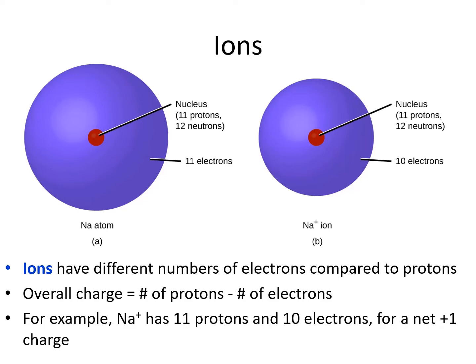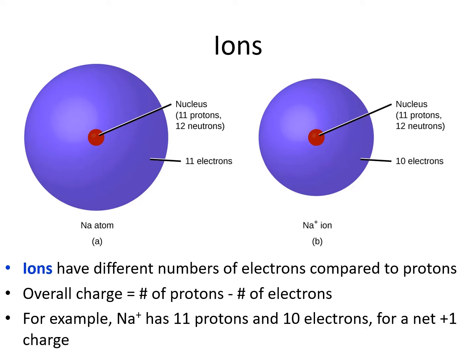Neutral atoms have the same numbers of protons as electrons, so they have zero overall charge. Ions, on the other hand, have different numbers of electrons compared to protons. To calculate the overall charge, you would take the number of protons and subtract the number of electrons.